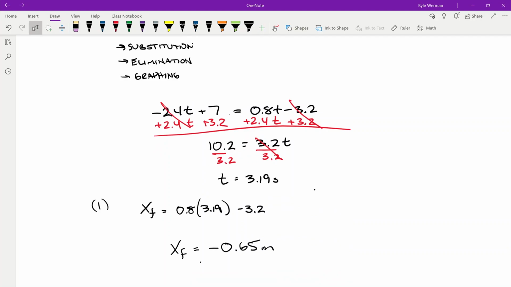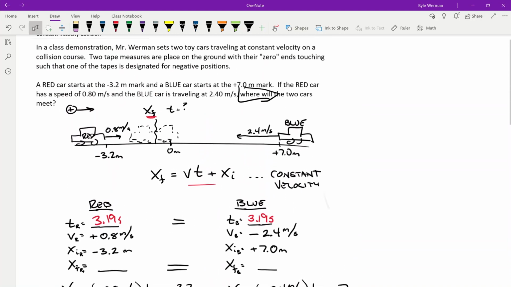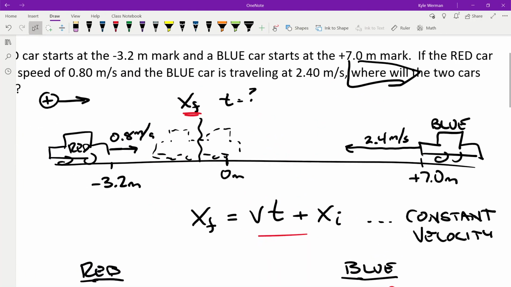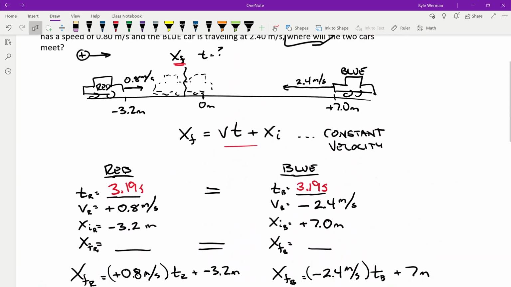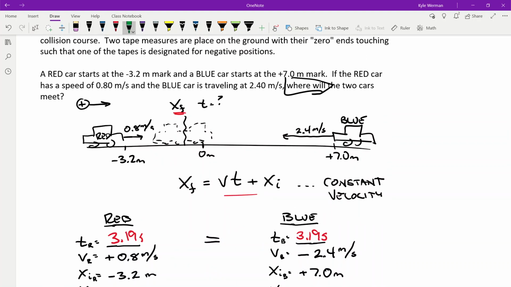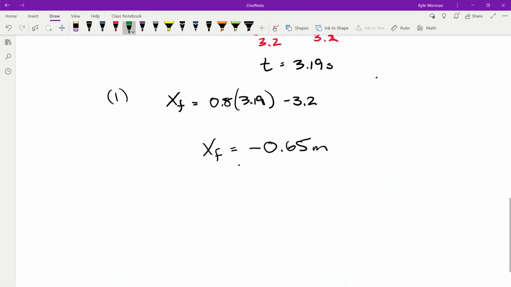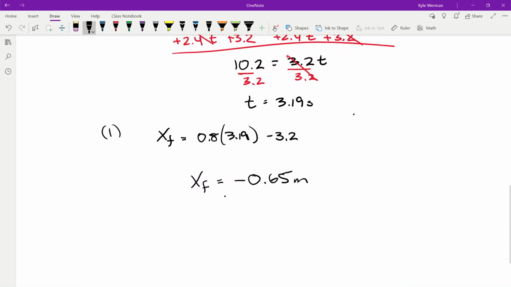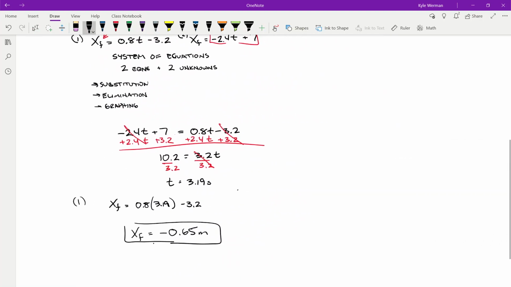What does that mean? Well, let's look at my picture. Hey, negative is just left of 0, right? And that's actually where we guessed, right? So our guess happened to be right. You won't always be right. If I got an answer positive, then I would know my picture is wrong and that they actually collided somewhere over here. But it turns out we're pretty good. This is 0.65 meters to the left of 0, right? And so this would be my answer of where they collided. They would collide at a position left of 0 by 0.65 meters.